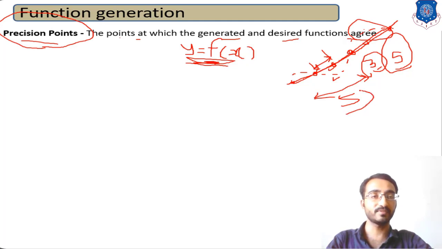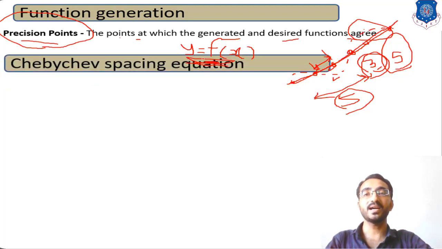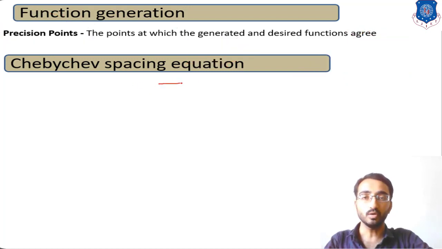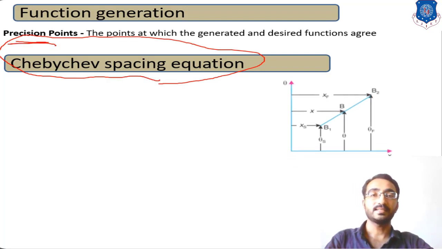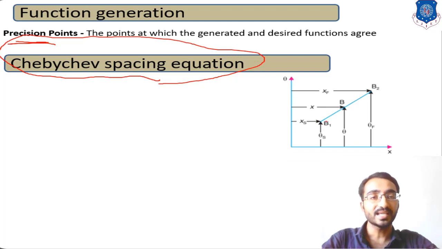This type of distance calculation and calculation of the number of precision points is achieved by the equation given by Chebyshev, known as the Chebyshev spacing equation. This equation will help us in the calculation of precision points. Let's consider a link B which has endpoints v1 and v2. It has an initial starting point xs and a final point xf.